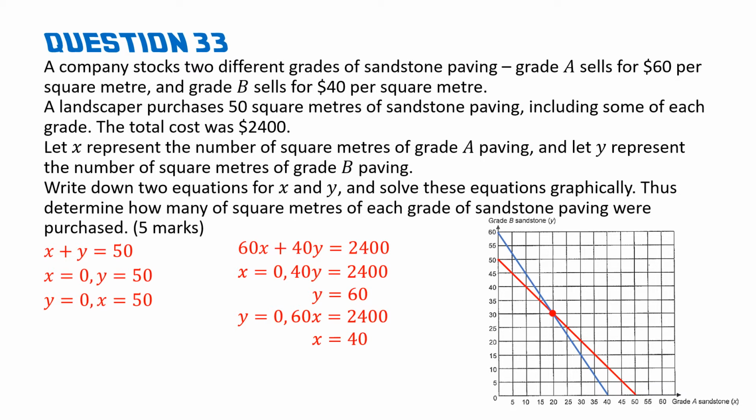So from the x-axis, I'm just going to come down from that red dot and we hit 20. So that means we're buying 20 units of grade A. And I carry from that red dot across to my y-axis and we get 30. So we've got 20 square meters of grade A and 30 square meters of grade B.